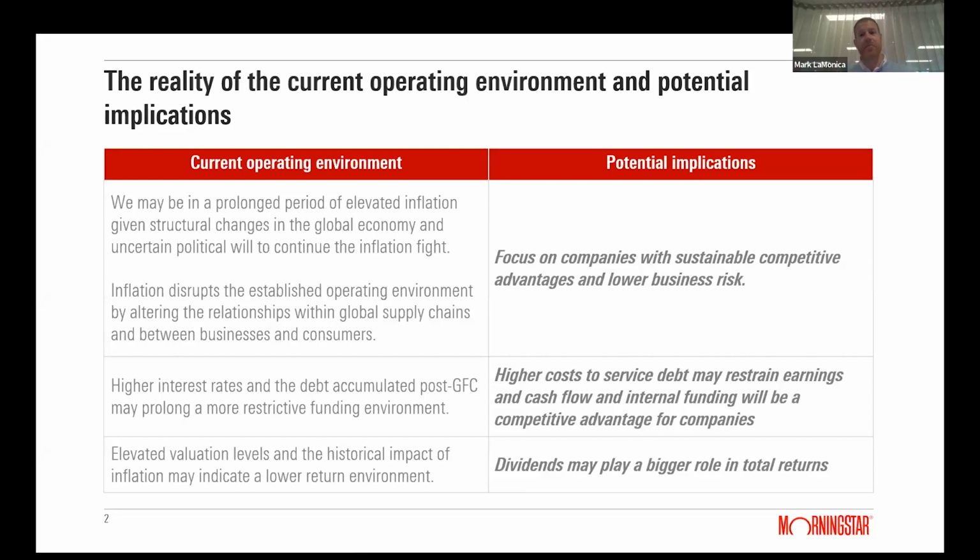So if this is something that we see going forward, one thing that we can focus on, of course, is companies with sustainable competitive advantages. And that, of course, is reflected in the moat rating that Morningstar analysts put out. That is in our global best ideas list, which we will get to. So that's one thing we can do.